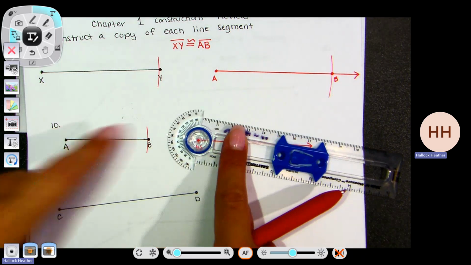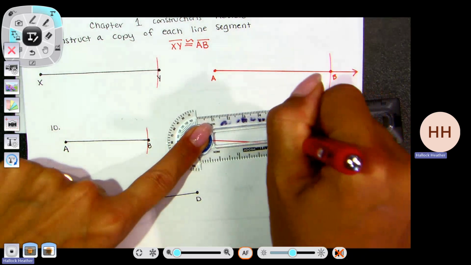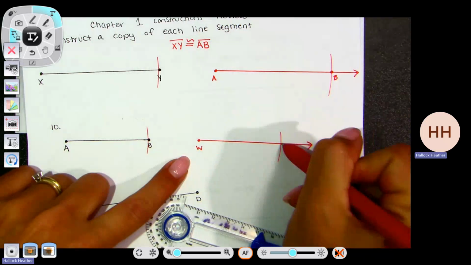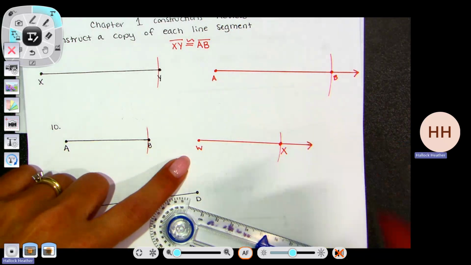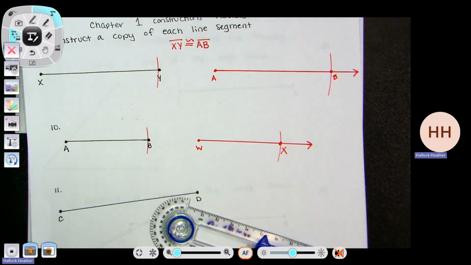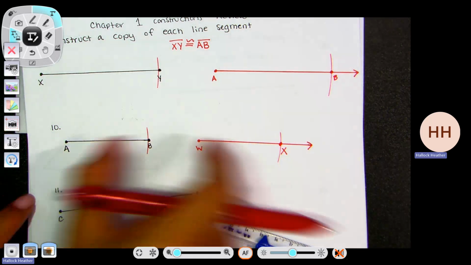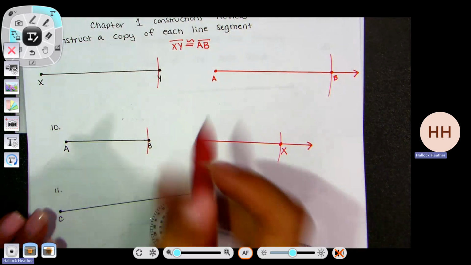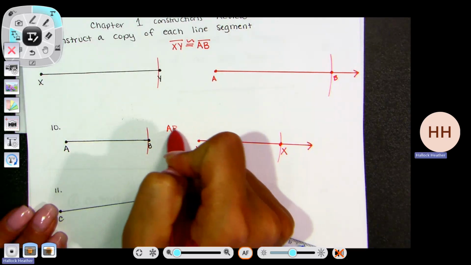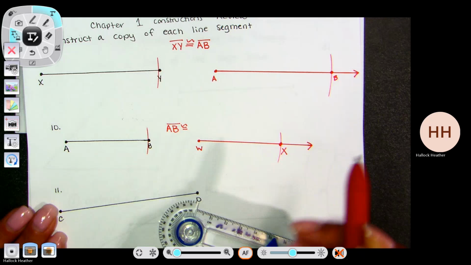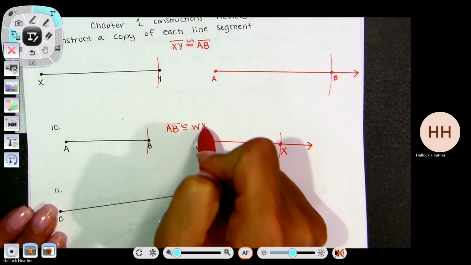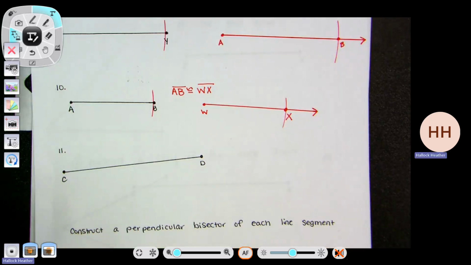I'm going to slide it over to W. Then in the alphabet, what's after W? X. So we're going to call this X. Technically, it doesn't matter, so in your brain, just pick a letter. You just don't want to have the same letter on one image as the other image. Since I have AB, I don't want to use A and B on the side. So we're going to say AB is congruent to WX. So try 11 real quick if you haven't already done so.